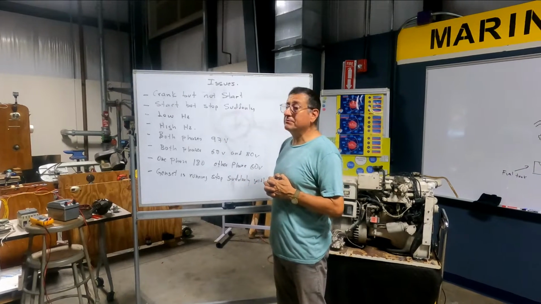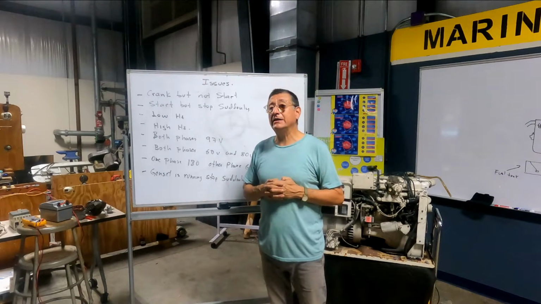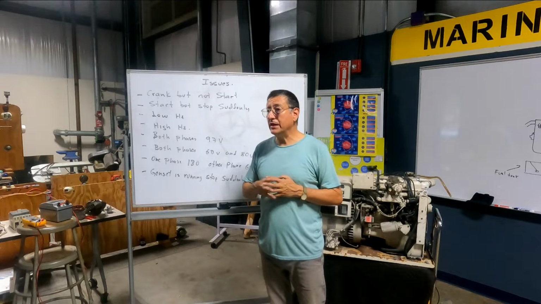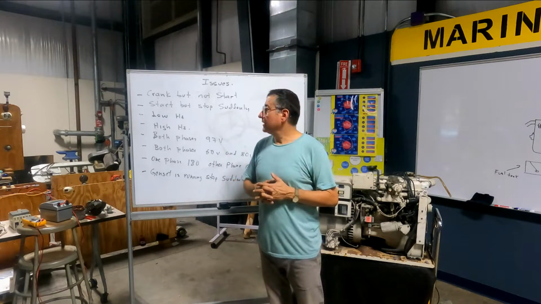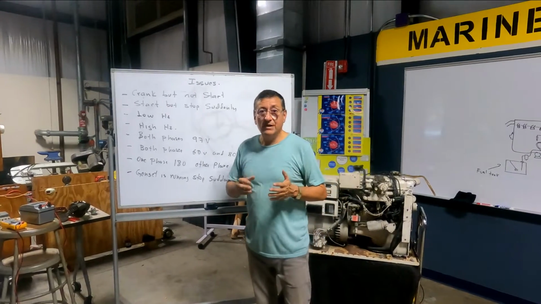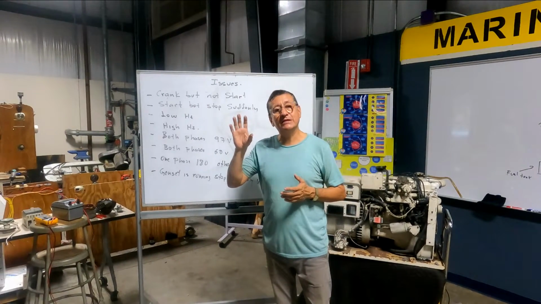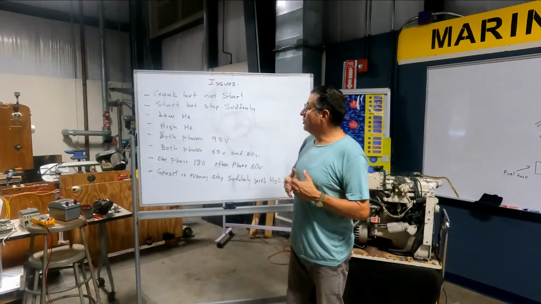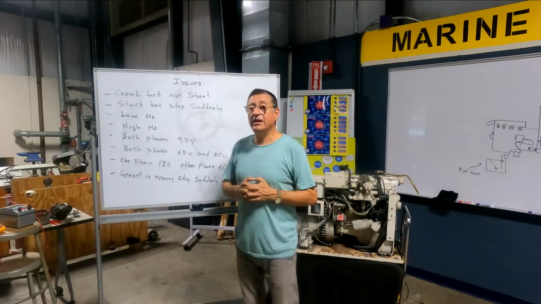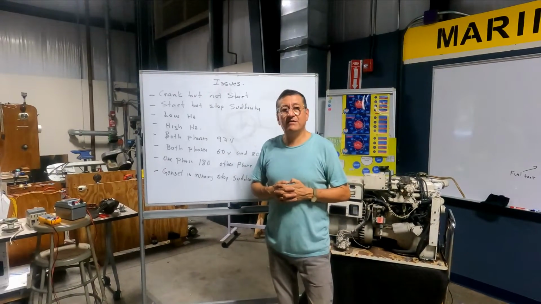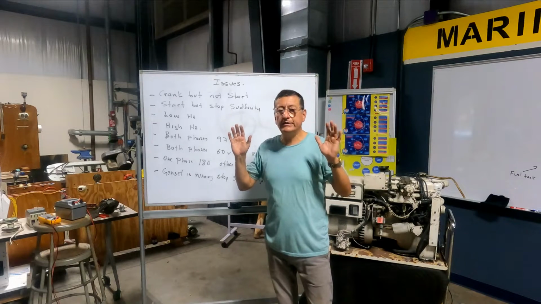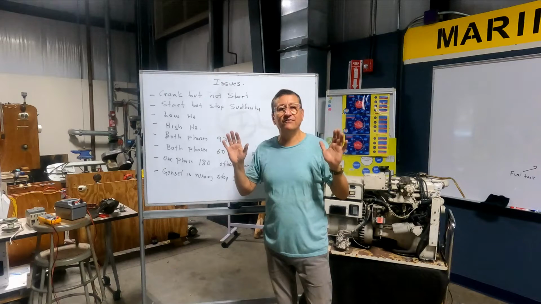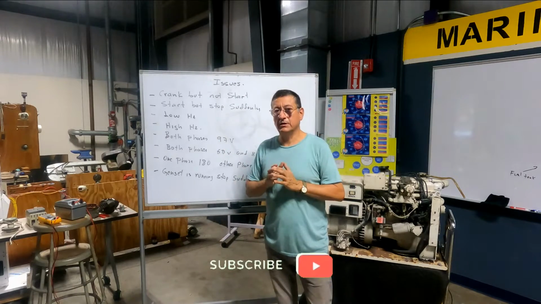Other one is the generator is running, stop suddenly, and the code in the computer is low frequency. Other one is the same, but the code is high frequency. Other common problem is the generator is running, but the voltage is low in both phases. It's not too much. It's around 97 volts, 100 volts in both phases.